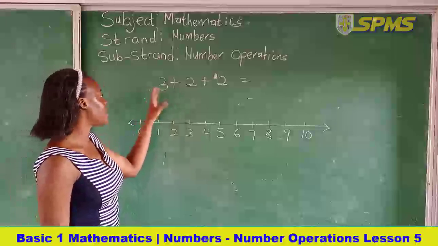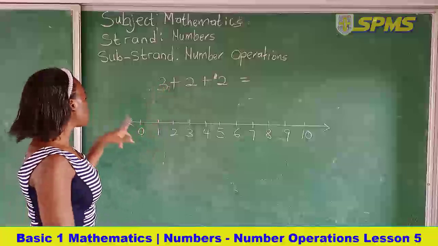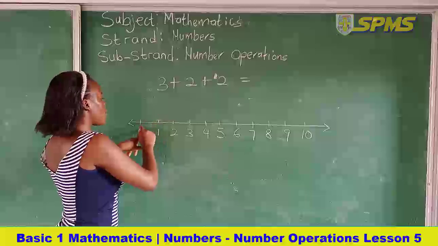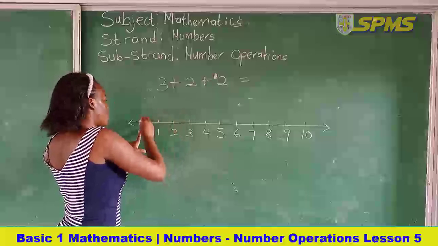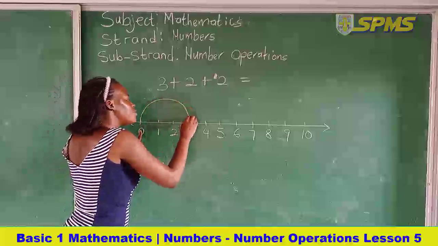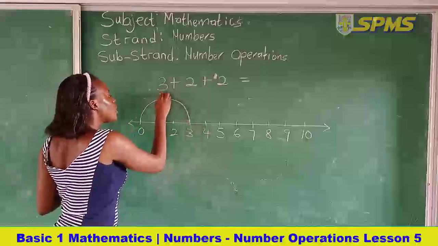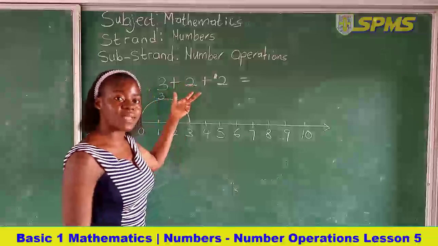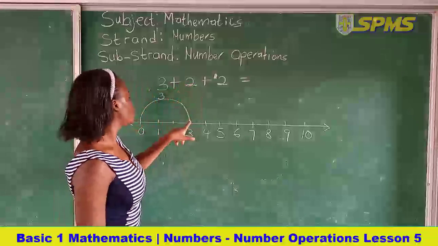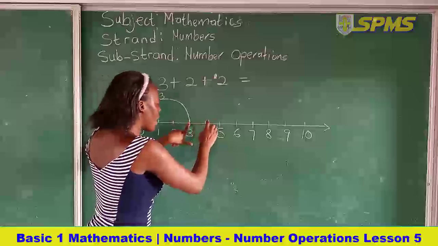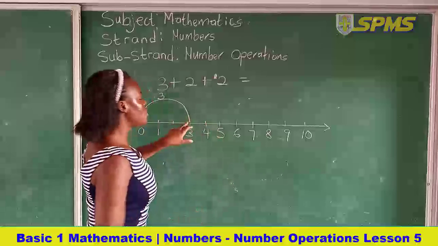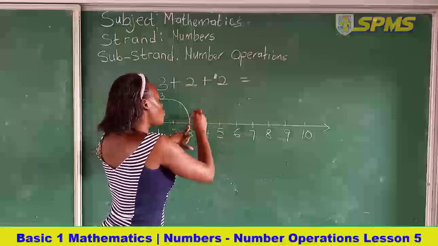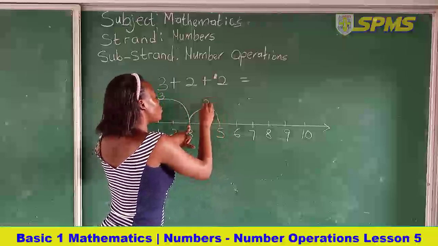Let's assign the first number, which is 3. We will start here, then count 1, 2, 3. So you move your line to this part. You write your 3 here, small. Then you move to the next one. The next number is 2. So you stand here, you count 1, 2. You move, and you write your 2 here.